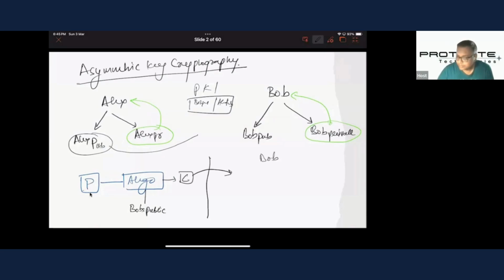What Bob receives is a ciphertext, which he puts through the same algorithm. But now he does not need his public key. He needs his private key, which is with him. He applies his private key and he gets the plain text back. That means the information encrypted by Bob's public key can only be decrypted by Bob's private key. These are the two key pairs, and that's why it's called asymmetric key cryptography. Am I clear?